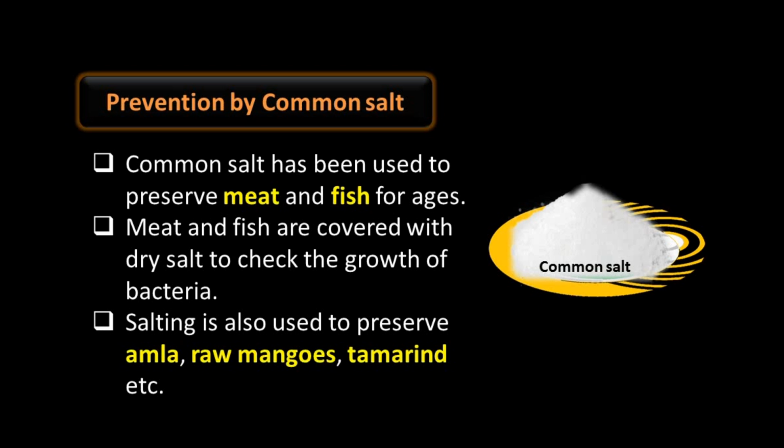So this common salt is used for preserving meat and fish for a longer time. It is also used in preserving different fruits like amla, raw mangoes and tamarinds.